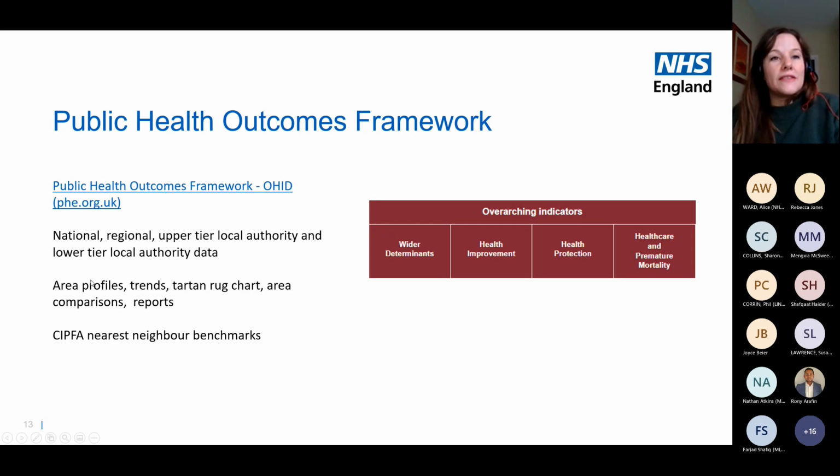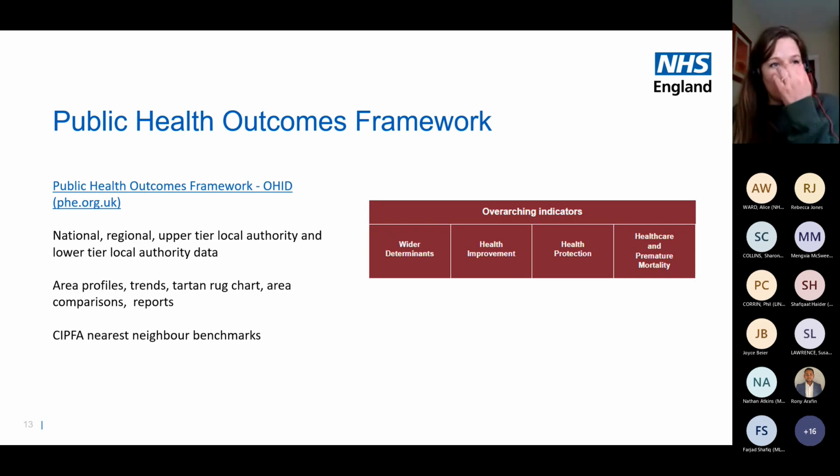And there are many different ways of showing the data. So there are area profiles, trends, tartan rug charts where you can see a number of different indicators for, say, all the areas within your region. There are also area comparisons, and you can also produce reports as well. But the main thing I want to focus on is the benchmarking functionality within the tool.